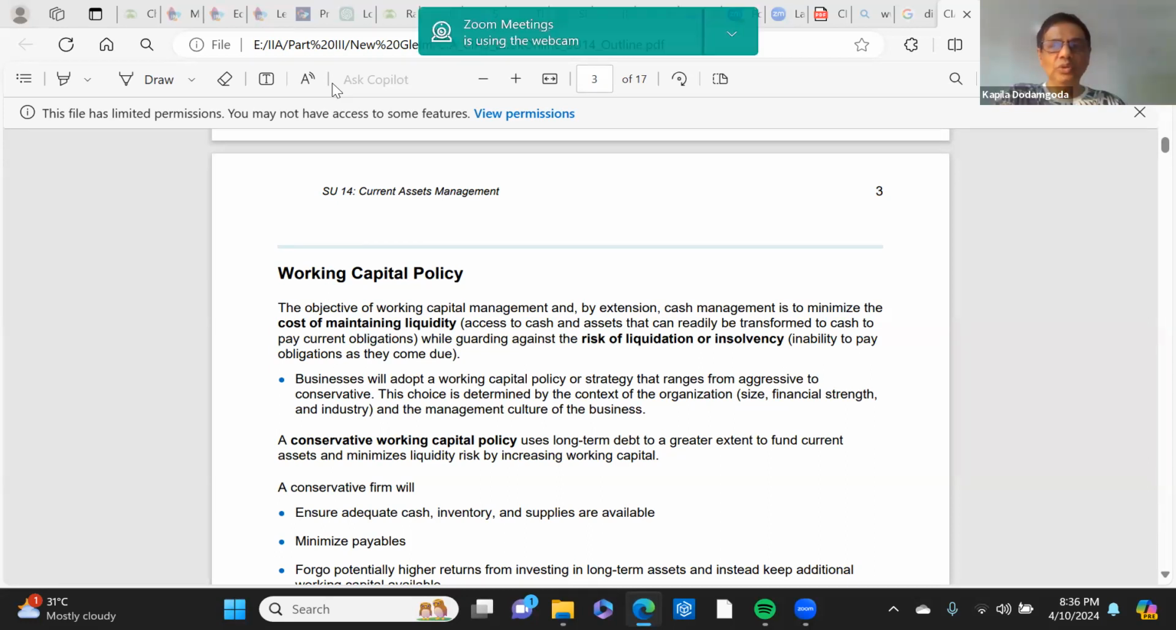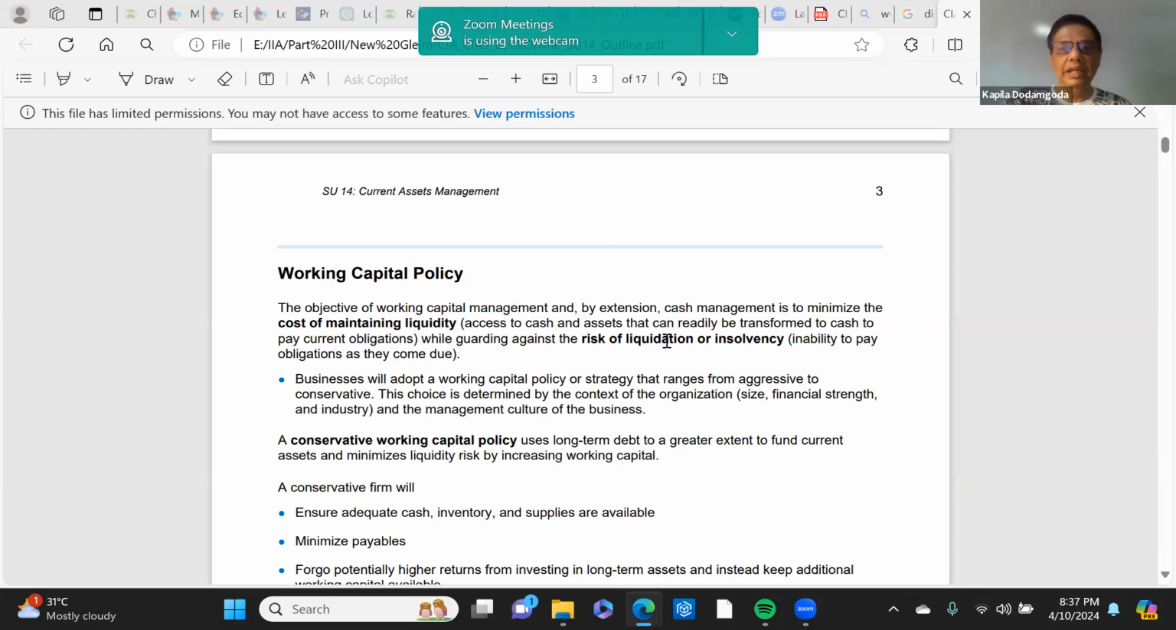So now we are going to get into the working capital policy, right? The objective of working capital management, and by extension cash management, is to minimize the cost of maintaining liquidity, right? As we have seen, maintaining liquidity has an associated cost, so this is how to manage and minimize that. It means access to cash and assets that can readily be transformed to cash to pay current obligations, while guarding against the risk of liquidation or insolvency, the inability to pay obligations as they come due.